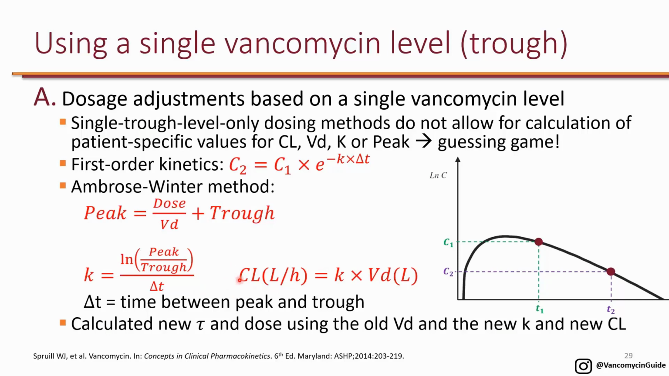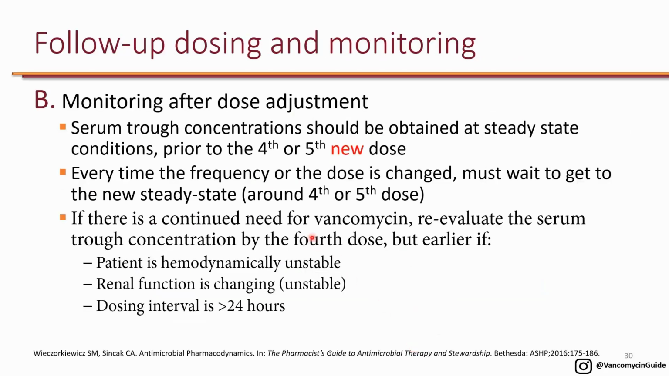And then you can recalculate the clearance based on the new K and the volume of distribution from population kinetics from before. And then once you get these new values, you can calculate the new tau and dose using the old volume of distribution, the new K, and the new clearance.